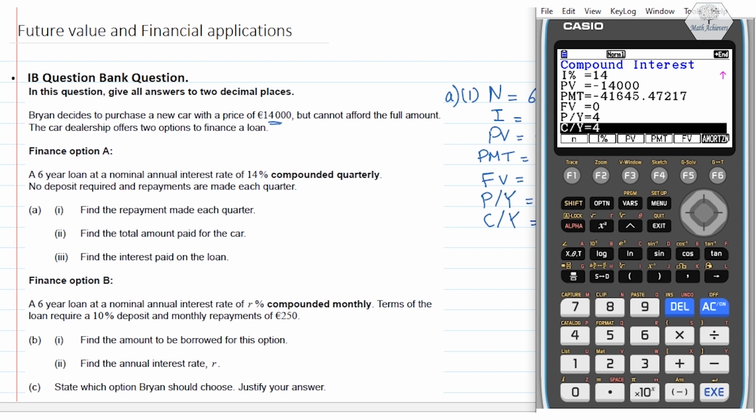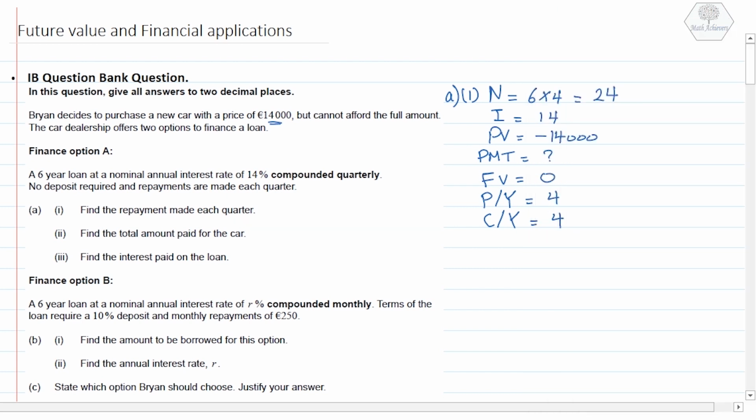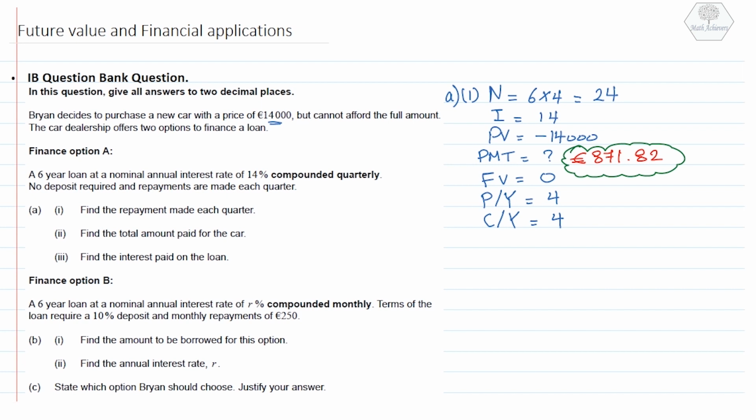We go now to PMT, and we find that the payment must be 871.82 euros. So for part AI, each payment he has to make is 871.82.